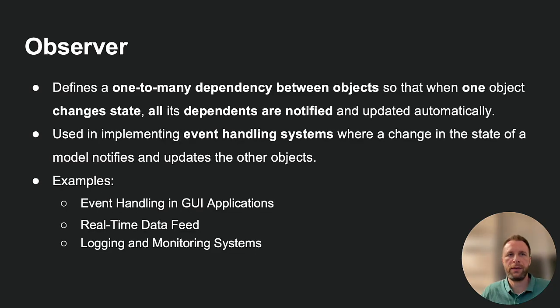One of the behavior design patterns is observer. It defines a one-to-many dependency between objects, so that when one object changes state, all its dependents are notified and updated automatically. It's used in implementing event handling systems, where a change in the state of a model notifies and updates the other objects. For example, we can use it in event handling in GUI applications.